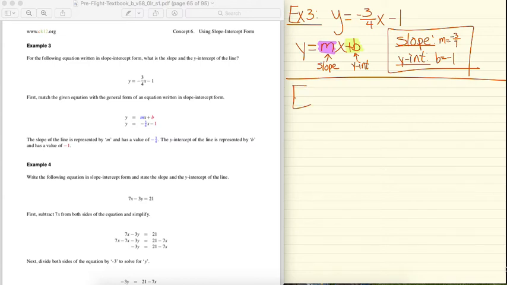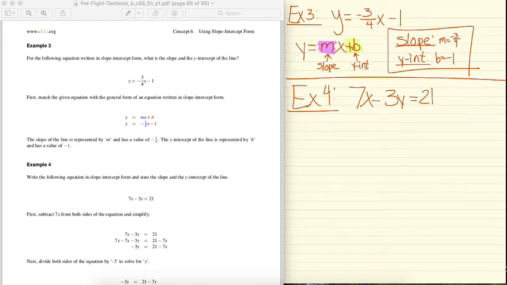All right, next let's go through example 4. Write the following equation in slope-intercept form and state the slope and the y-intercept of the line. This is just like example 2, so it'd be a good idea to pause the video right now, write down the problem 7x minus 3y equals 21, and see if you can convert this into slope-intercept form on your own.